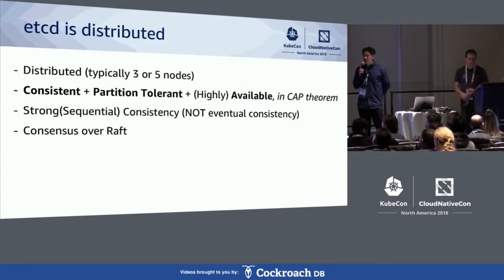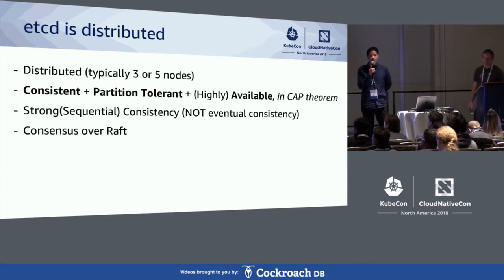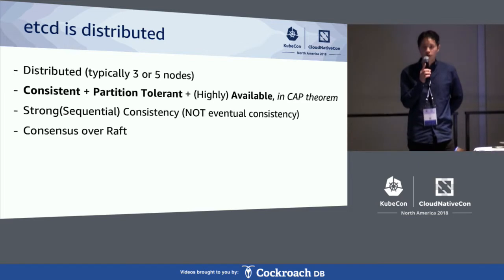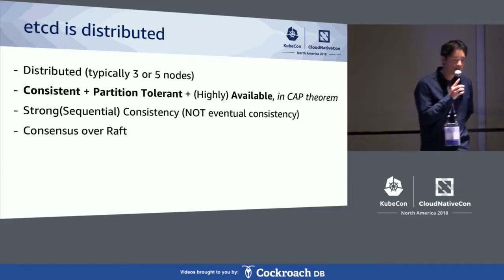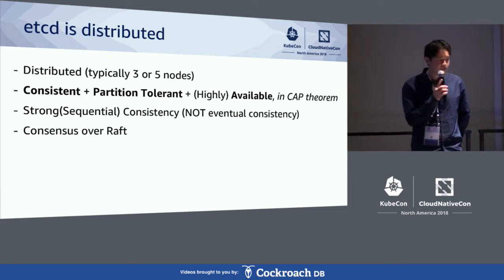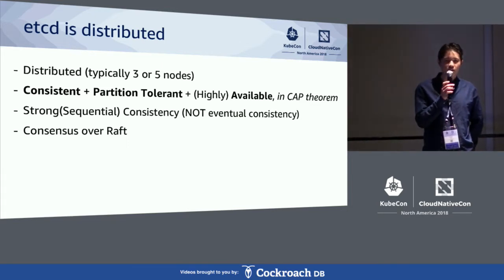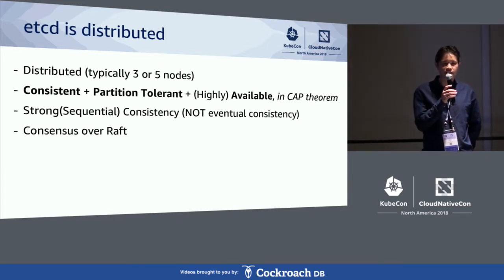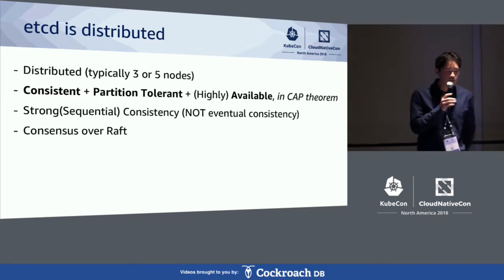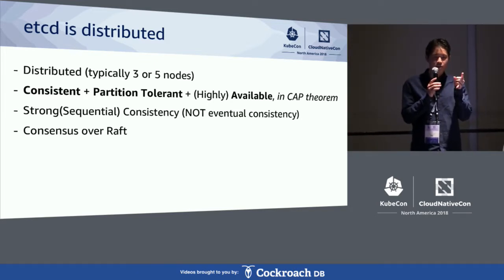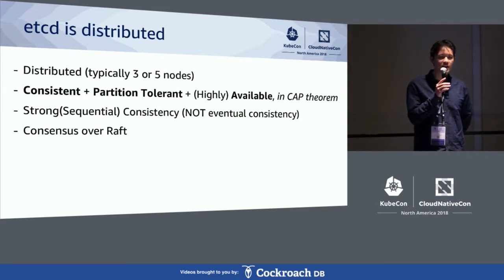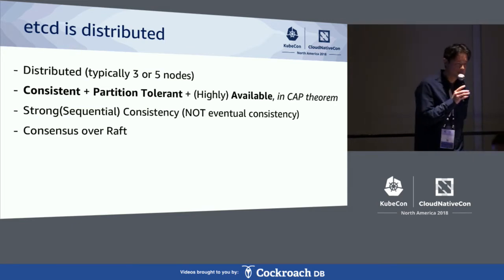So a typical etcd cluster is distributed over three to five nodes for high availability. The etcd server implements the Raft consensus algorithm. Raft is leader-based. So in terms of the CAP theorem, etcd is a CP system. For high availability etcd is distributed, while we prioritize consistency and fault tolerance.